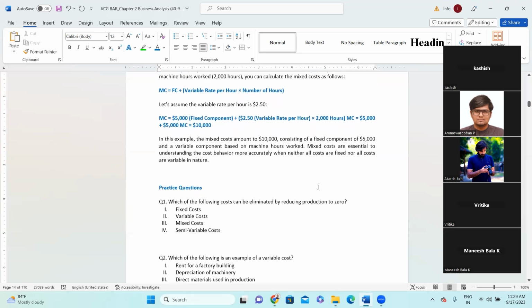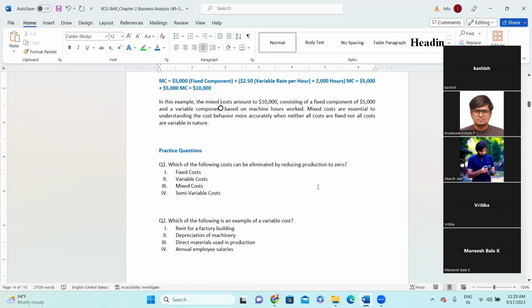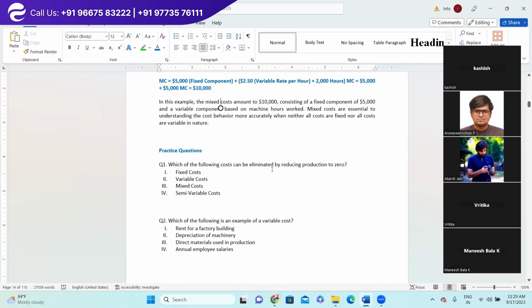So let's do some practice questions. Which of the following costs can be eliminated by reducing production to zero? Which costs can be eliminated by reducing the production to zero? Fixed cost, variable cost, mixed cost, or semi-variable cost? What is the call of the question?